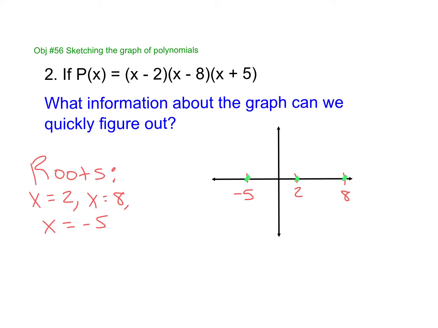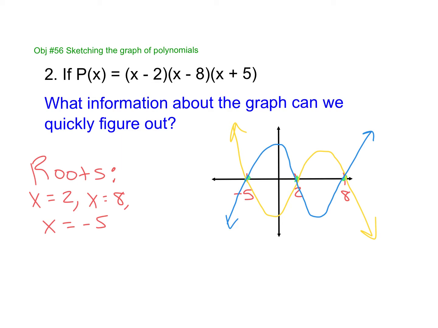Polynomials are nice, smooth curves. So the question is, is this thing going to look like this, or is it going to look like this? We don't know, right? So what do you think we could do to figure it out?